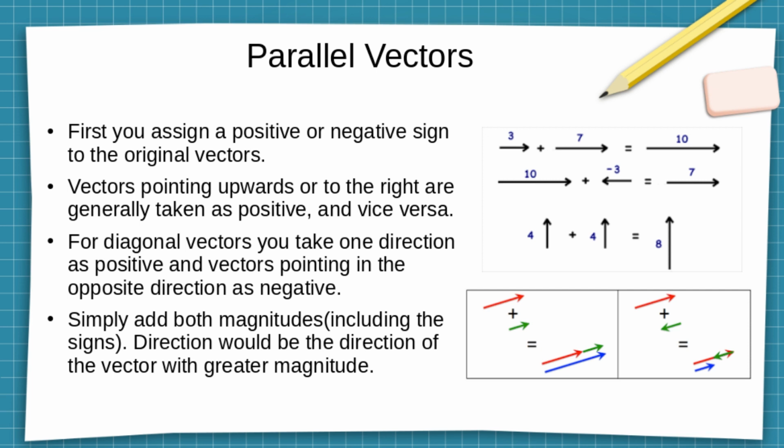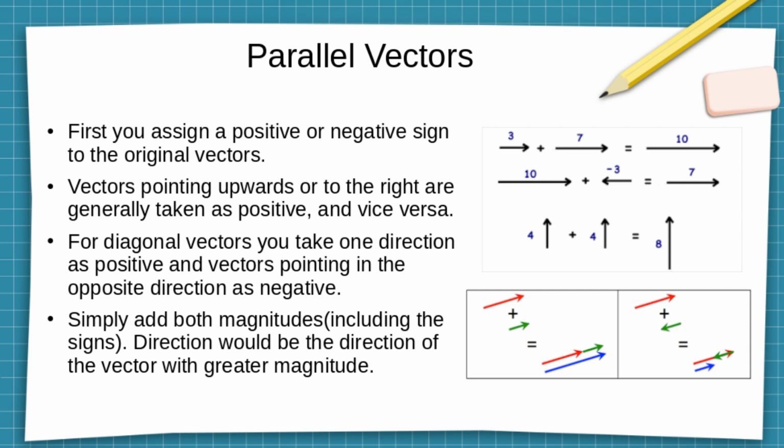For example, if you look at the examples on the right, you have two vectors plus 3 and plus 7 being added together. The answer is naturally 10. However, in the second case, one of the vectors is pointing towards the right, positive 10, and the other is pointing towards the left. It has a magnitude of 3, but because it's towards the left and because it's opposite to the first vector, we take it as minus 3. And now 10 plus bracket minus 3 gives you 7, right?